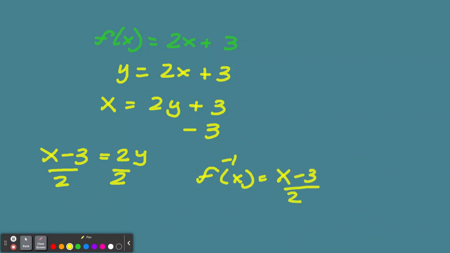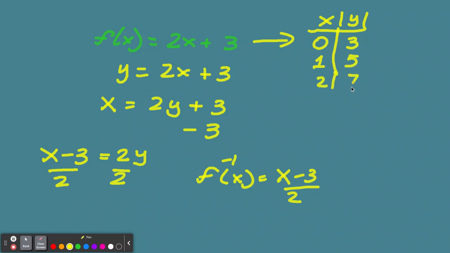And let's check with an input-output box. So let's say for this one, we did x, we did y. And let's say x is 0. So when x is 0, y should be 3. When x is 1, what should y be? It should be 5. And 2 should be 7. So we should have the reverse of that. Let's see if it works.